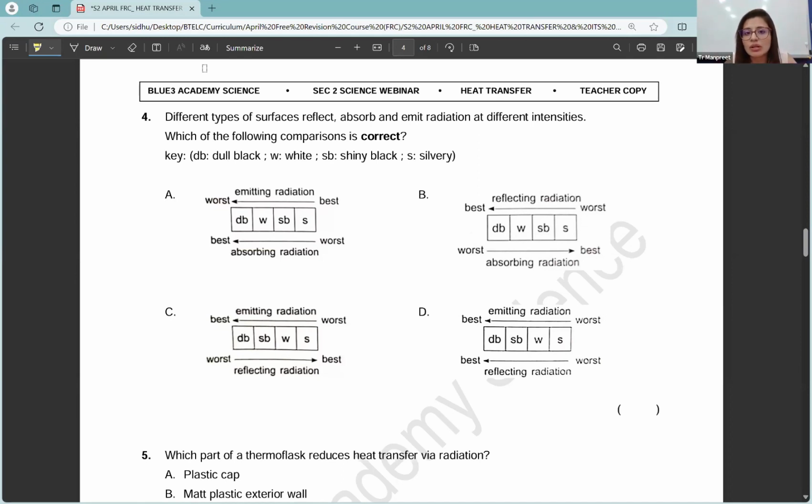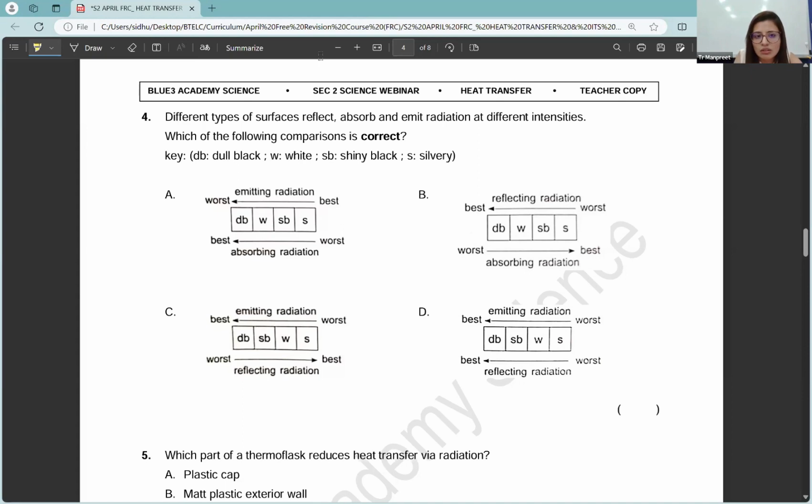And then you have the silver, white surfaces. We know they are poor emitters, poor absorbers, but they are good reflectors of heat. That's what we understand. So we need to find out here which of the following comparisons is correct. If you run through all the 4 MCQs, you will see that the MCQs here are interested in emitting radiation, reflecting, and absorbing. So you need to see very clearly and carefully. You cannot just straight away jump onto one. You have to go option by option. So let's look at it.